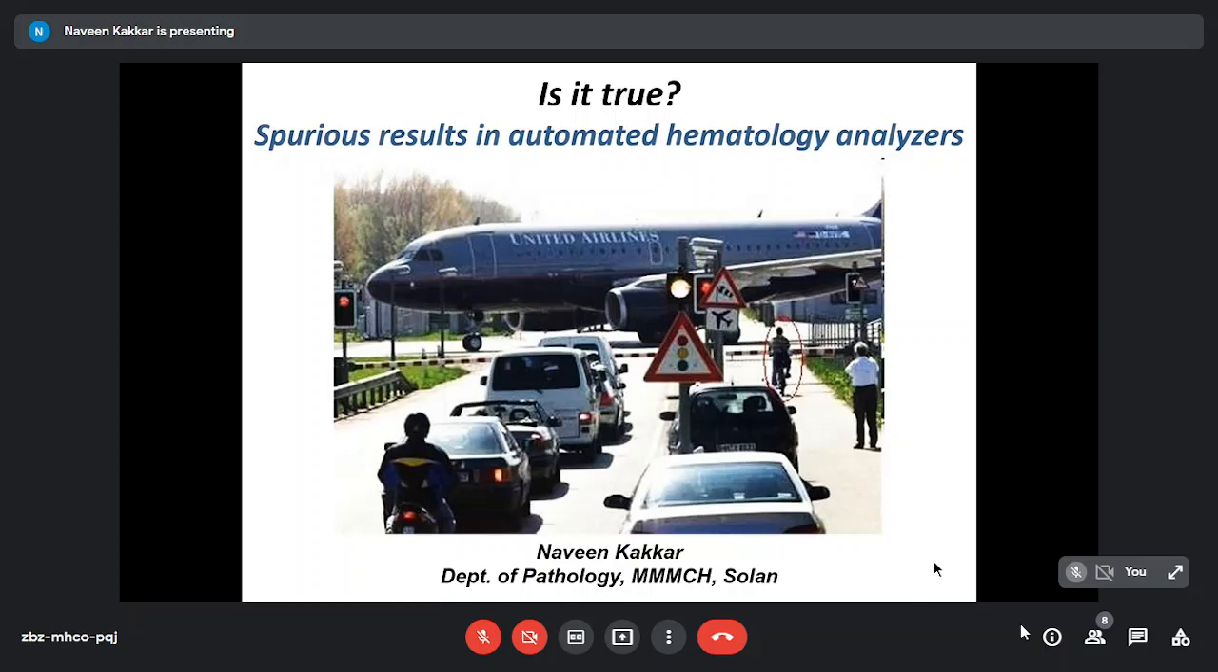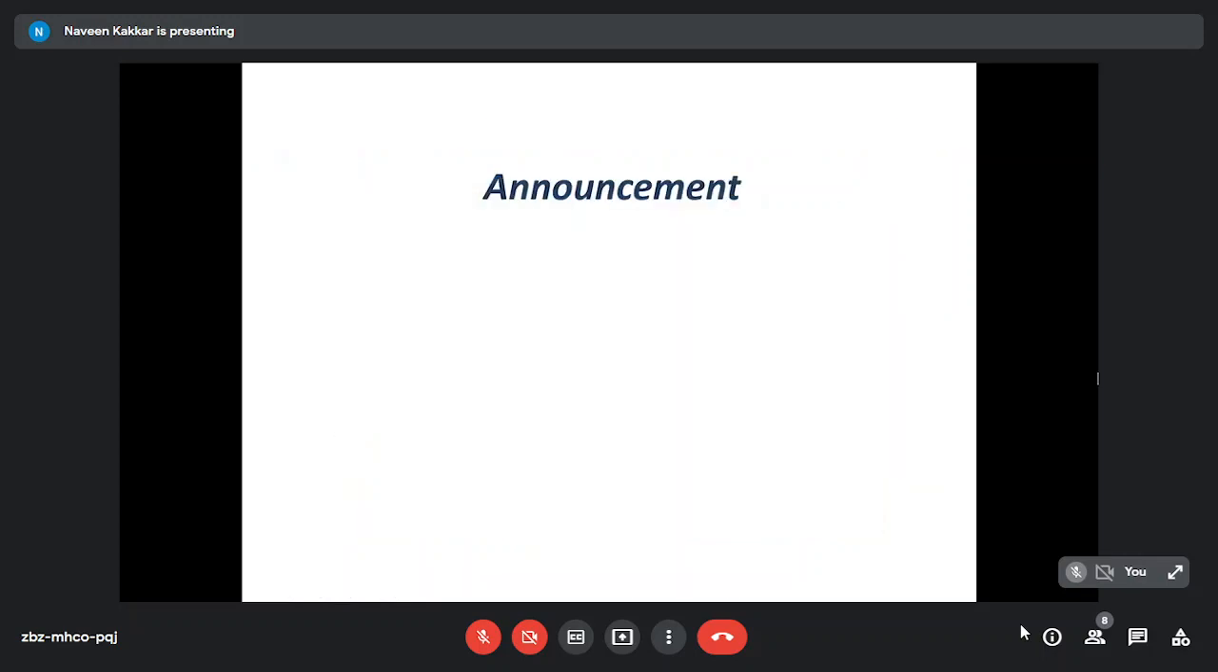So let's begin with this topic. Is it true? Spurious results in automated hematology analyzers. We see this not very infrequently. In the opening picture, what you see is a road, there's a pedestrian, a cyclist, a biker, cars, a van, and a plane on the runway. So it doesn't seem to fit in. It's a rare scene, but in the labs we do see that, like I said, not very infrequently. So let's see how to sort it out, at least with some case studies.